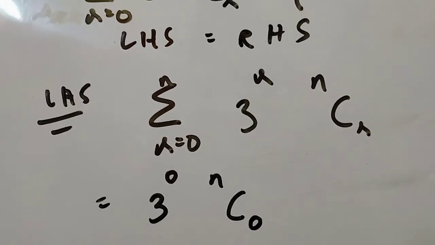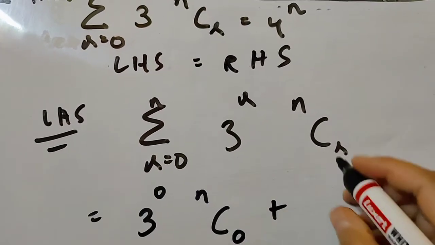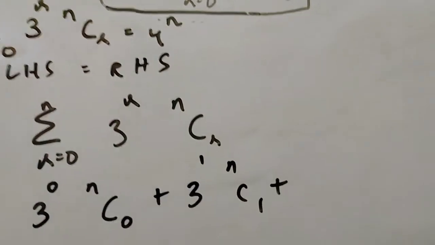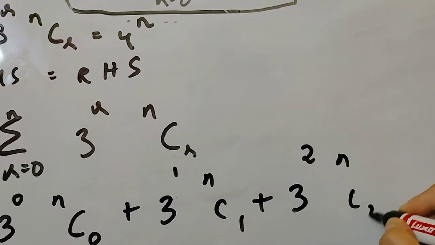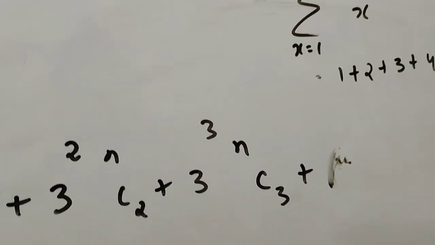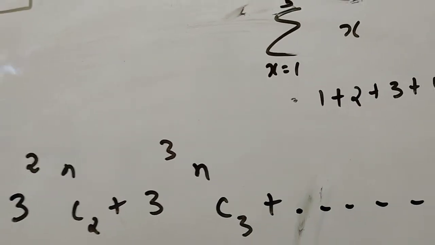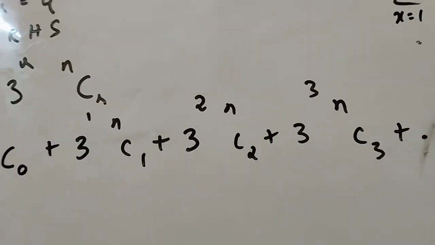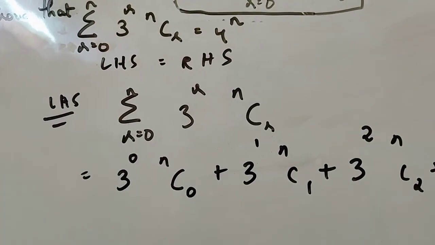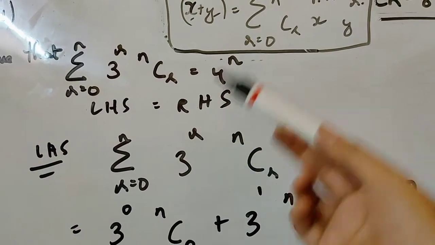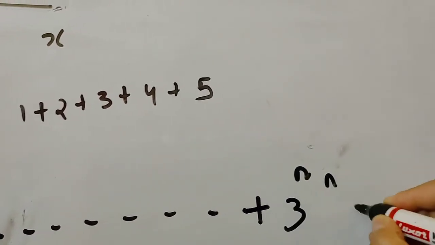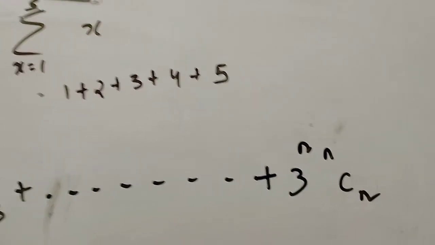Next will be plus, again this time 3 to the power 1 nC1 plus 3 to the power 2 nC2 plus 3 to the power 3 nC3 plus more terms will be coming. Okay, so I hope till here is clear to you. So now r is equal to 0 till n. That means we have to find till the rth term, so 3^r means till the nth term. So the last term will be 3^n nCn. This is going to be your last term.